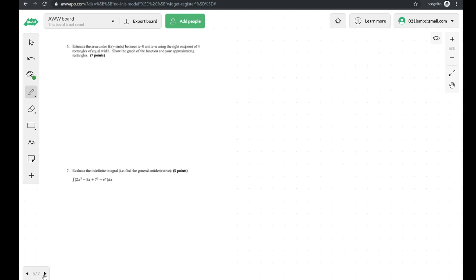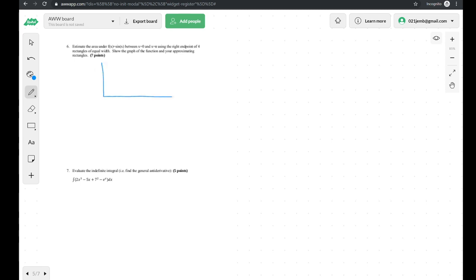So for question 6, we're asked to estimate the area under f of x equals sine of x between 0 and pi using the right endpoint of 4 rectangles of equal width. Show the graph of the function and your approximating rectangles. So we're going to sketch the graph of this function, sine of x. It's a pretty simple graph.